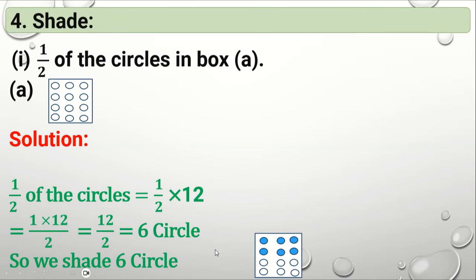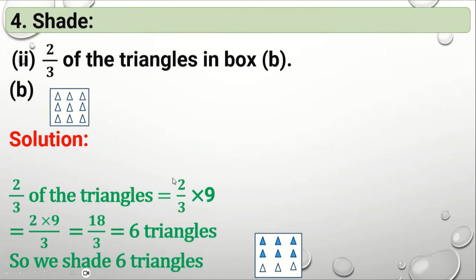Next, shade half of the circles in box A. Inside box A, we have to shade half of the circles. So it is 1, 2, 3, 4, 5, 6, 7, 8, 9, 10, 11, 12. 12 circles are there. So we have to shade only the half. So 12's half is 6. So we will shade only 6 circles.